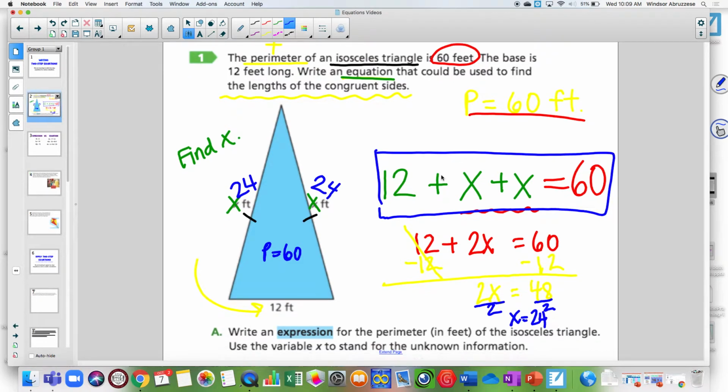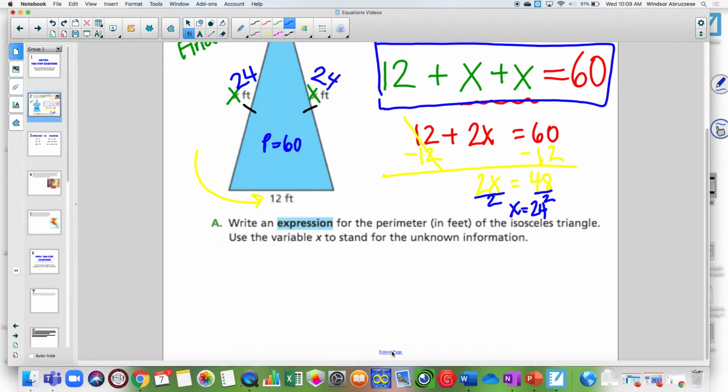So now, this same problem, but they want me to write an expression. What's different between an expression and an equation? Because I already have my equation. I need an expression for the perimeter. An expression does not have the equal sign. So if I'm looking for the perimeter, I'm going to add all the sides. So side 1 plus side 2 plus side 3. That is the expression, no equal sign.